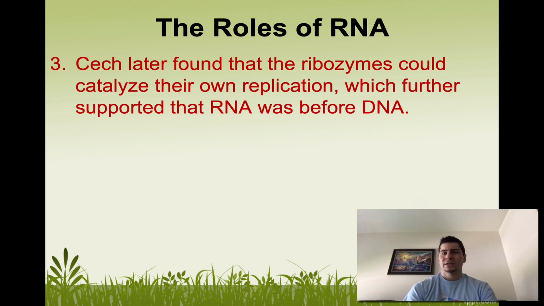So later on, Cech found these ribozymes, which are RNA catalysts, or RNA enzymes. They can actually reproduce their own RNA, and that was again still before DNA. So this started to lead to the idea that these ribozymes can catalyze reproduction of our RNA whenever the RNA is in our microspheres.